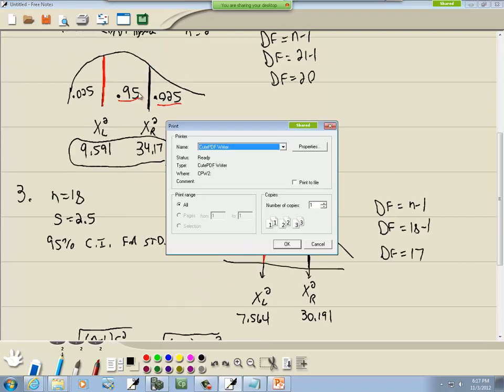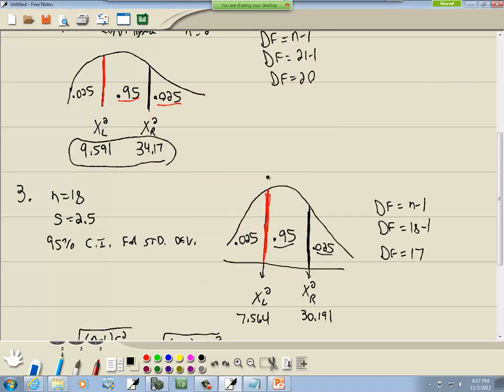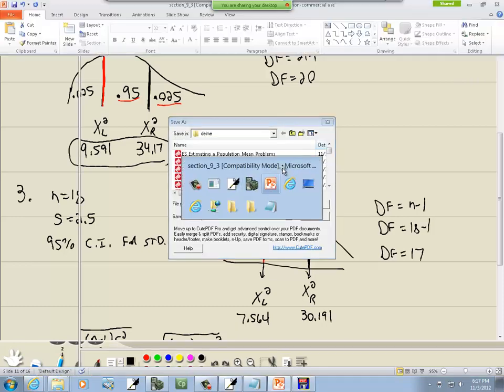Save that. Oh, had my legs crossed a little bit too long.